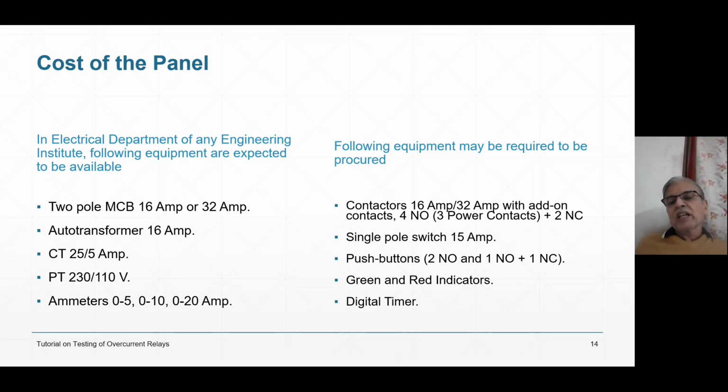And such a contactor, what is the cost that I have written somewhere? Single pole switch 15 ampere, push buttons 2 NO. Such push buttons are also available. 2 NC. Such push buttons are also available in the market. 1 NO plus 1 NC, that is also available. Green and red indicator lamps and digital timer. These are the things which may not be available in the institute. So you will have to spend amount for that.